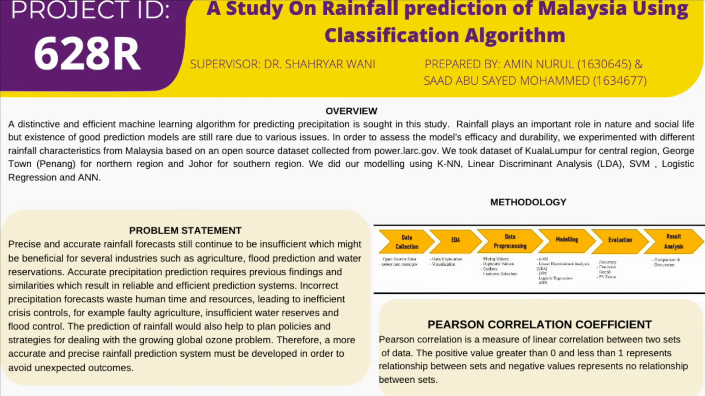Accurate precipitation prediction requires previous findings and similarities, which result in a reliable and efficient prediction system. Incorrect precipitation forecasts waste human time and resources, leading to insufficient crisis controls. For example, for agriculture, insufficient water reserves, and flood control. The prediction of rainfall would also help to plan policies and strategies for dealing with the growing global warming problem. Therefore, a more accurate and precise rainfall prediction system must be developed in order to avoid unexpected outcomes.